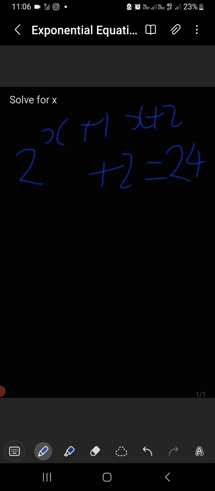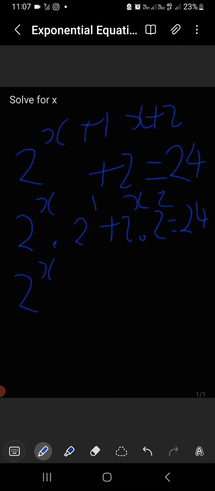When you're given such, we use the same technique. What do we do? We break. This will be 2 to the power of x times 2 to the power of 1, plus 2 to the power of x multiplied by 2 to the power of 2, which equals 24. From here, we can see there's a highest common factor, which is 2 to the power of x. Then we need to factor out. What are we left with here? We are left with 2. And here, 2 to the power of 2 will be 4, which equals 24.